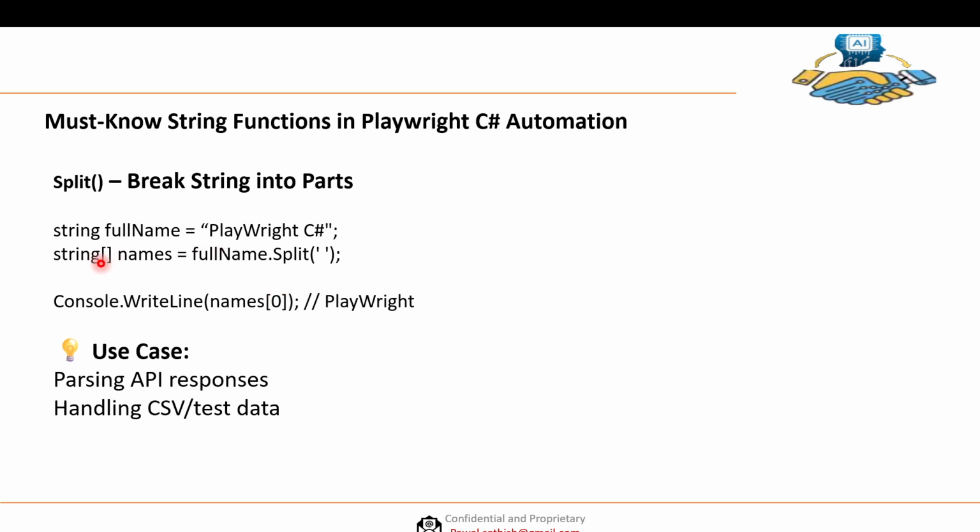Okay, it will store into the string names. And if you see names of 0, it will return Playwright. And if you say names of 1, then it will return C sharp. Okay, so parsing API response and handling CSV test data.